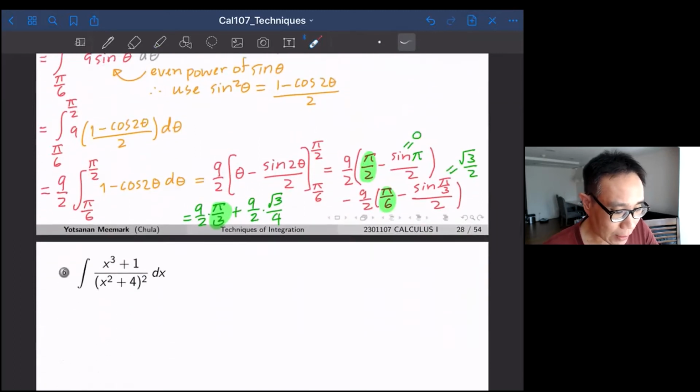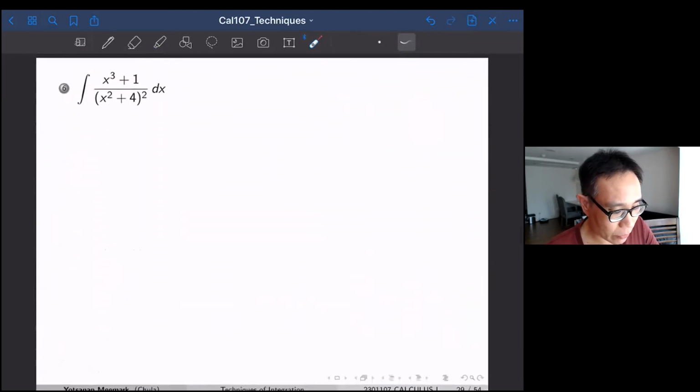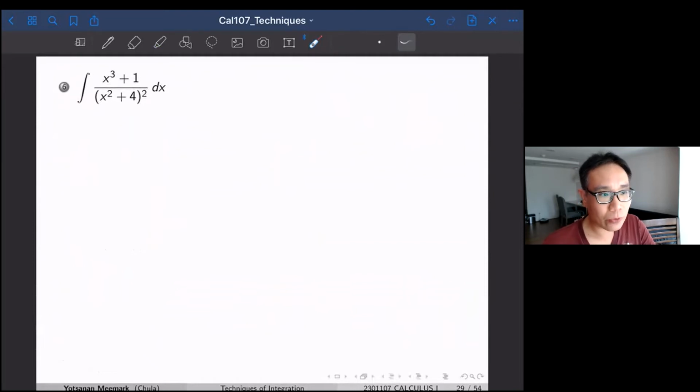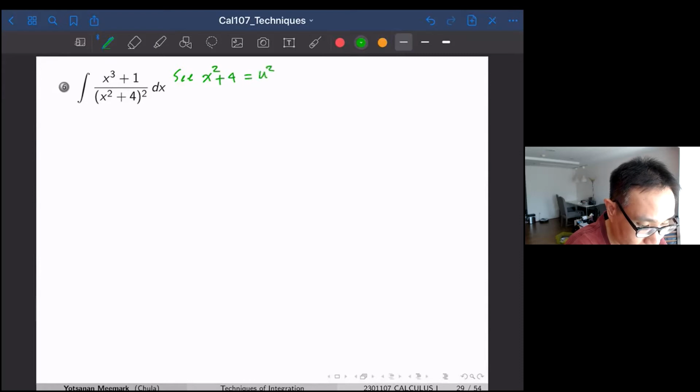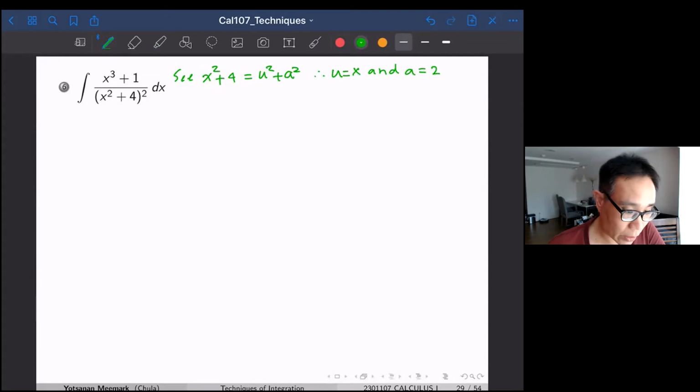Okay, so let's do the last one. So the last one, you see that you do not have a square root. However, this one is still a trick because you see x squared plus 4. So you get this guy equal to u squared plus a squared. So you would have u equal to x and a equal to 2.